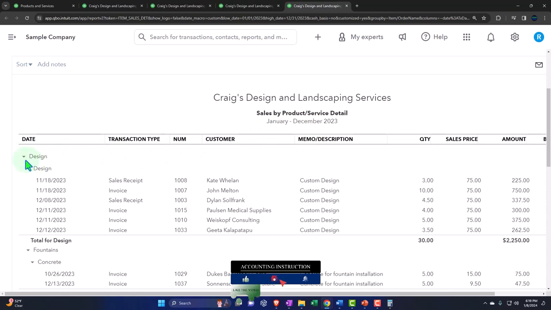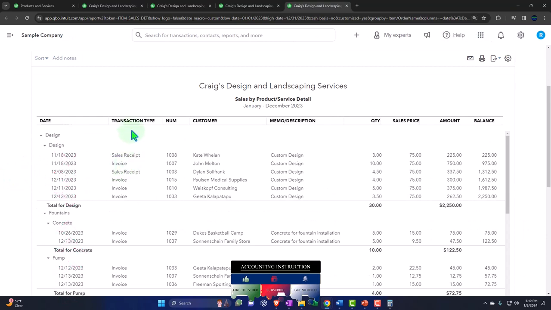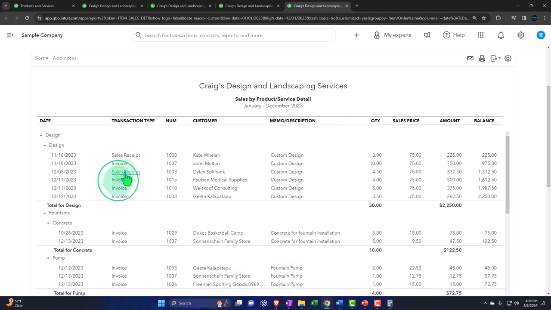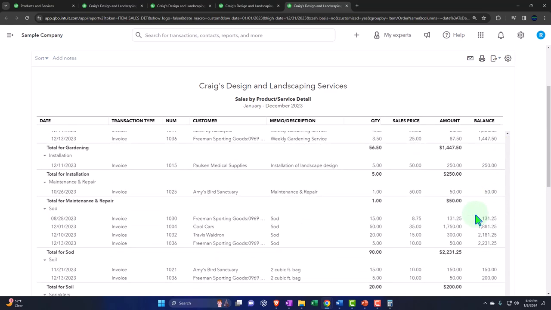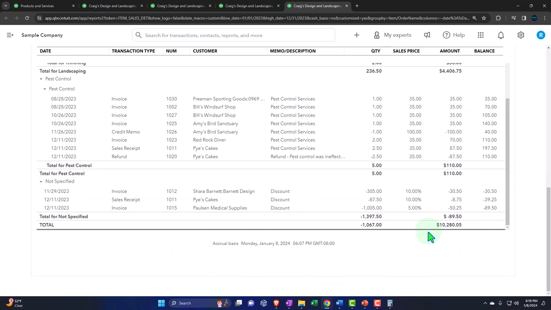So now we've got the design up top. For example, this is the item that we sold. These are the transaction types, either sales receipts or invoices. That's all you would expect to be in here if you just used the sales forms to record the sales of your items. The customer, the memo, these are the quantity that was sold, and that would be the quantity for both service items and inventory items. The sales price and the amount, and then the balance. So giving us basically a running balance. So this will be the detail report for it as well.